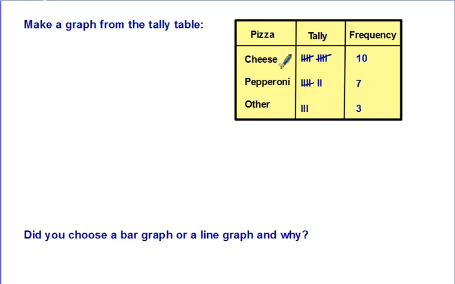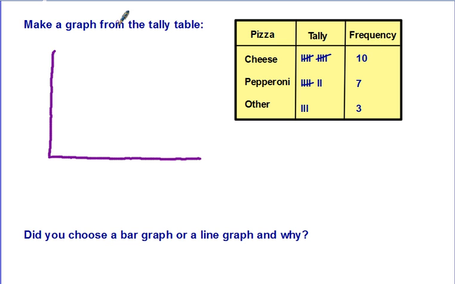Make a graph from the tally table. So students here voted on favorite pizzas. So cheese, pepperoni, and other. 10 voted for cheese. 7 voted for pepperoni. 3 voted for other, such as sausage or jalapeno. So to make a graph, make your X and Y axis. Usually the votes go on the side. We want to go up to 10 here.